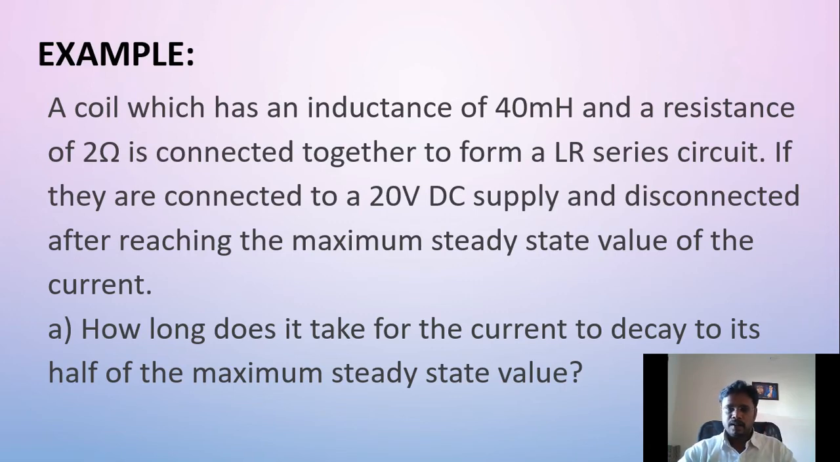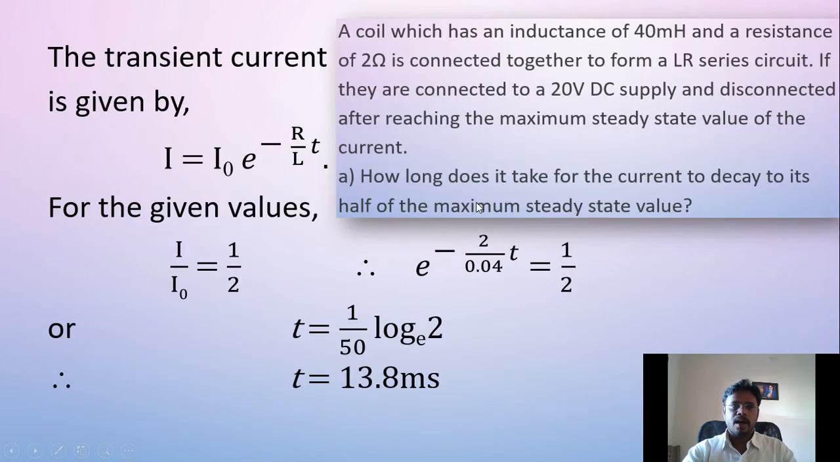The maximum steady state value is I naught, and half of that is I naught by 2. Therefore, current I should be equal to I naught by 2, or I by I naught is equal to half. The transient current is given by I equals I naught into e power minus R by L into t, which we just derived. Substituting the value in place of I, I naught cancels. Therefore 1 by 2 equals e power minus R by L into t. Taking the inverse, we get e power plus R by L into t equals 2. Finally, after simplifying, we get the time equals 13.8 milliseconds.